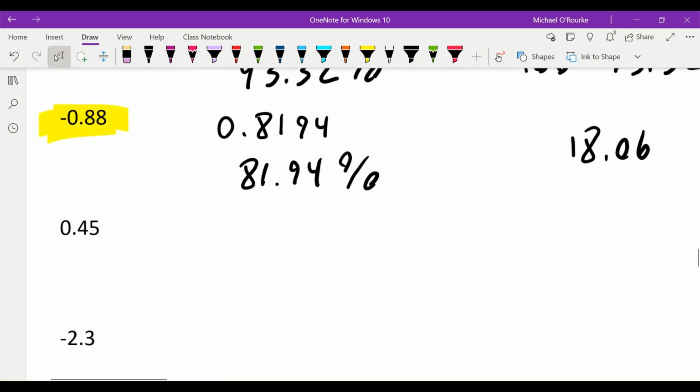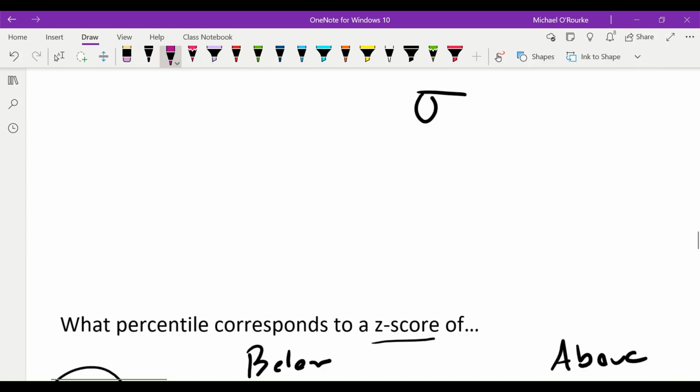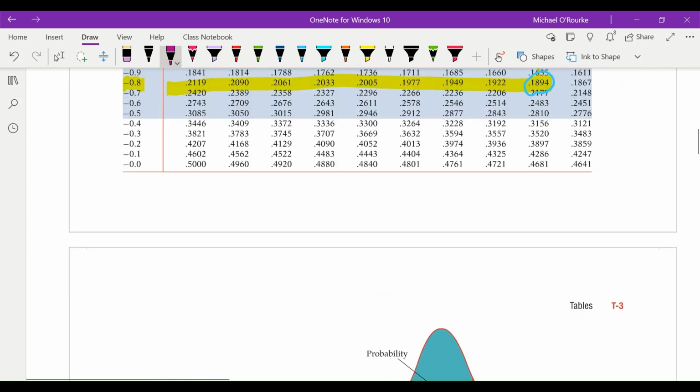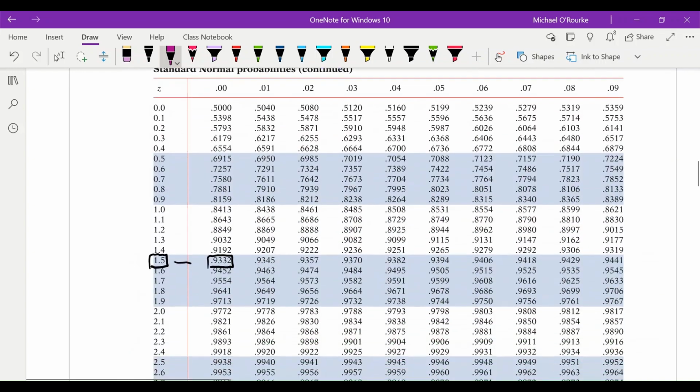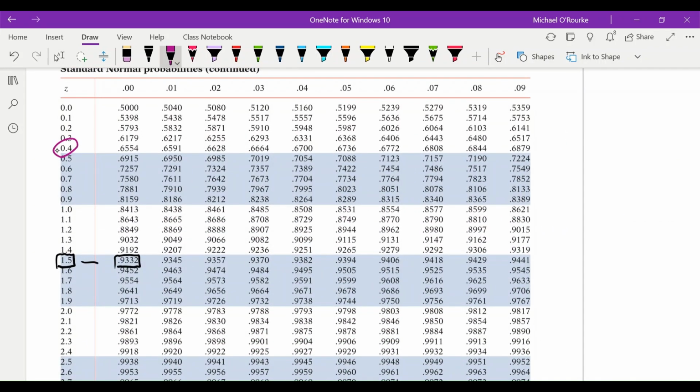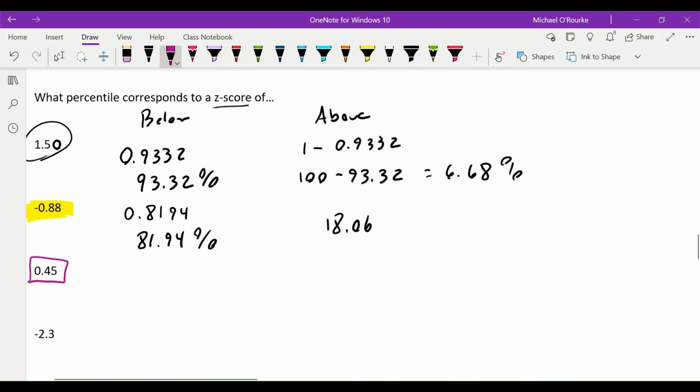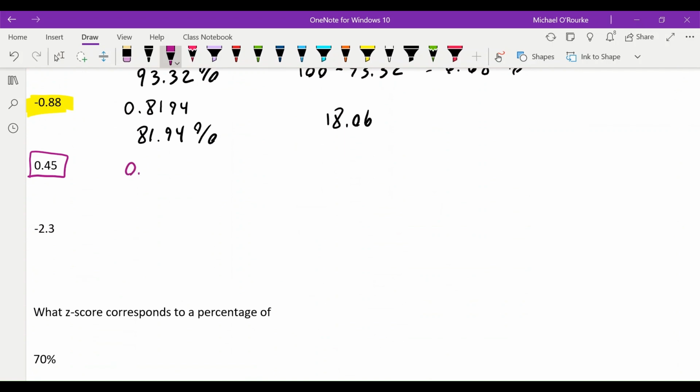So now I'll give you a second, or pause the video here. I want you to do 0.45. Let's say you end up with a z-score of 0.45. What's the percent of it? 0.45, so I'm up here. 0.4, 0.5. We're going to combine. 0.6736 or 67.36, that would be below.